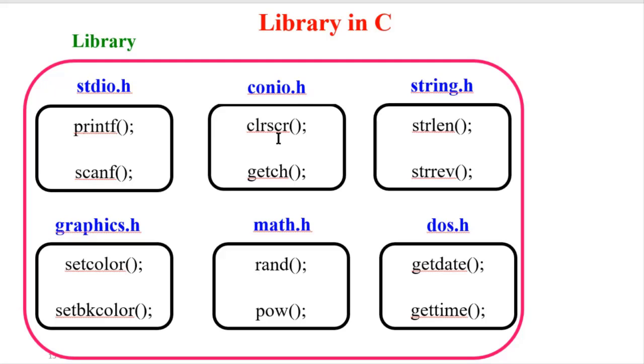Examples of conio.h are clrscr, getch. String.h has strlen, strrev. Graphics has setcolor, setbkcolor. So many math functions are there. So random, if you want to get any random value. Power, if you want to get any power value, say 2 to the power 100. These are the different predefined functions. Getdate, gettime are examples of dos.h. This is the concept of library in C.